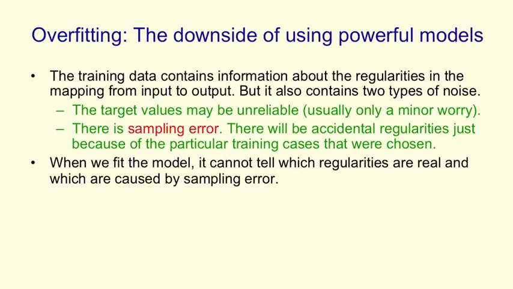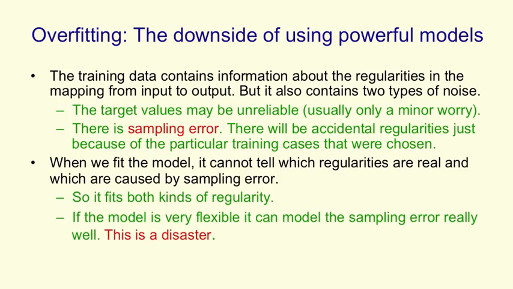Now when we fit a model, there's no way it can tell the difference between an accidental regularity that's just there because of the particular samples we chose and a real regularity that will generalize properly to new cases. So what the model will do is it'll fit both kinds of regularity. And if you've got a big powerful model, it'll be very good at fitting the sampling error. And that'll be a real disaster. That'll cause it to generalize really badly. This is best understood by looking at a little example.